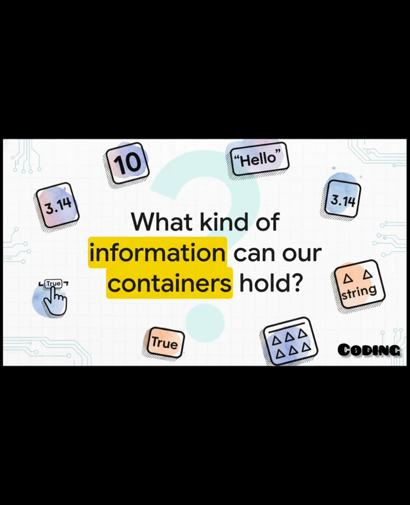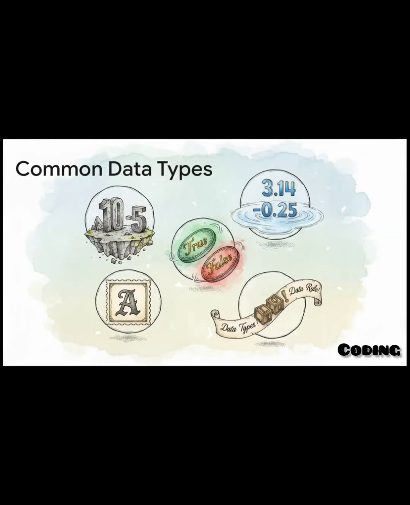Okay, so we've got these containers, our variables and our constants. But what kind of stuff can we actually put inside them? We can't just throw anything in there. We have to be really specific about the type of data we're working with. And here are the usual suspects.